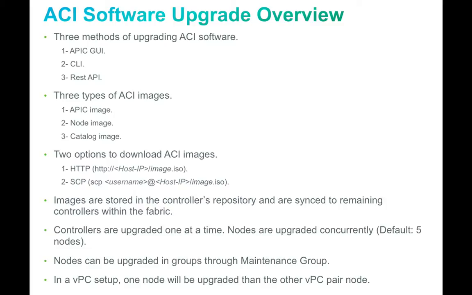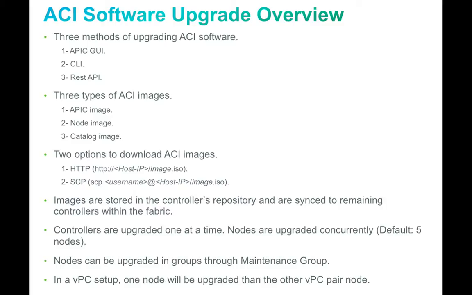There are two options to download ACI images. One through HTTP, the URL is shown in this slide, and the other method is by using secure copy. Images are stored in the APIC's firmware repository and are synced to the remaining controllers within the fabric.